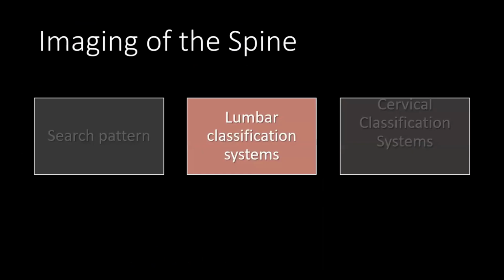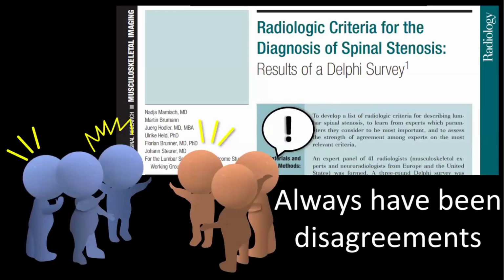So let's talk about how we describe the degenerative changes that we see. In 2012, they tried to survey spine experts to come to consensus as to what the most important criteria were for spinal canal and foraminal stenosis. And the consensus was that there was no consensus. So if the experts can't agree, what should you use to call canal or foraminal narrowing?